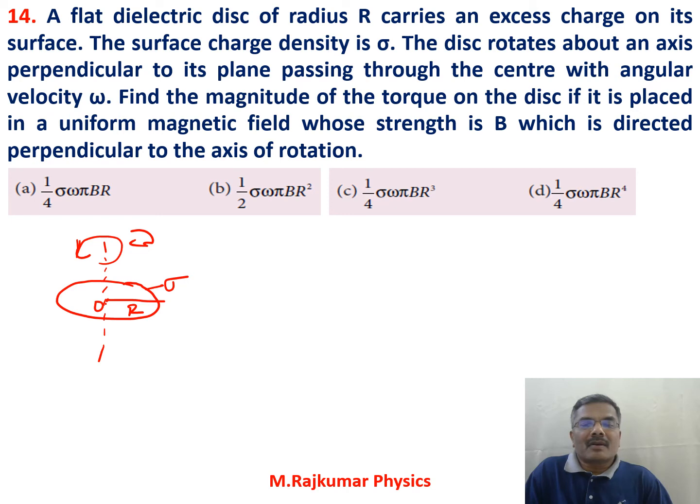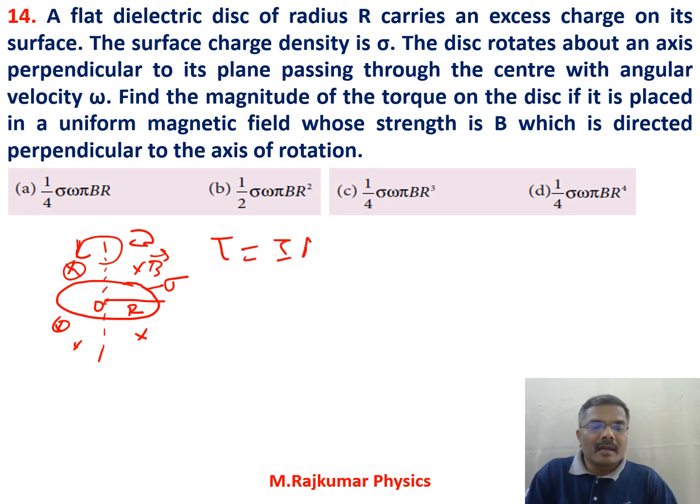Find the magnitude of the torque on the disk if it is placed in a uniform magnetic field whose strength is B, which is directed perpendicular to the axis of rotation. So this is the axis of rotation, and the magnetic field is perpendicular to it. They are asking what the torque is. You know the torque value will be I A B.